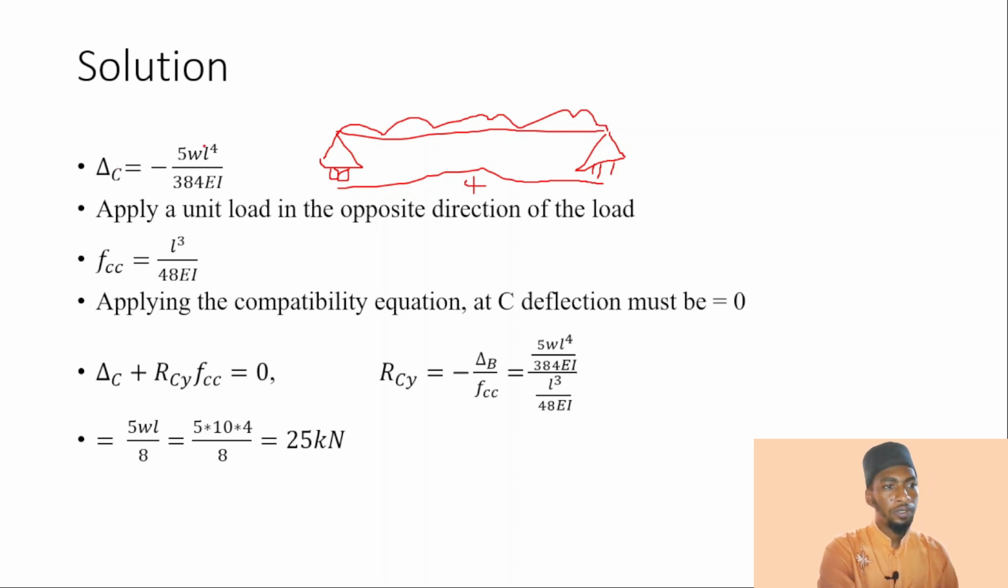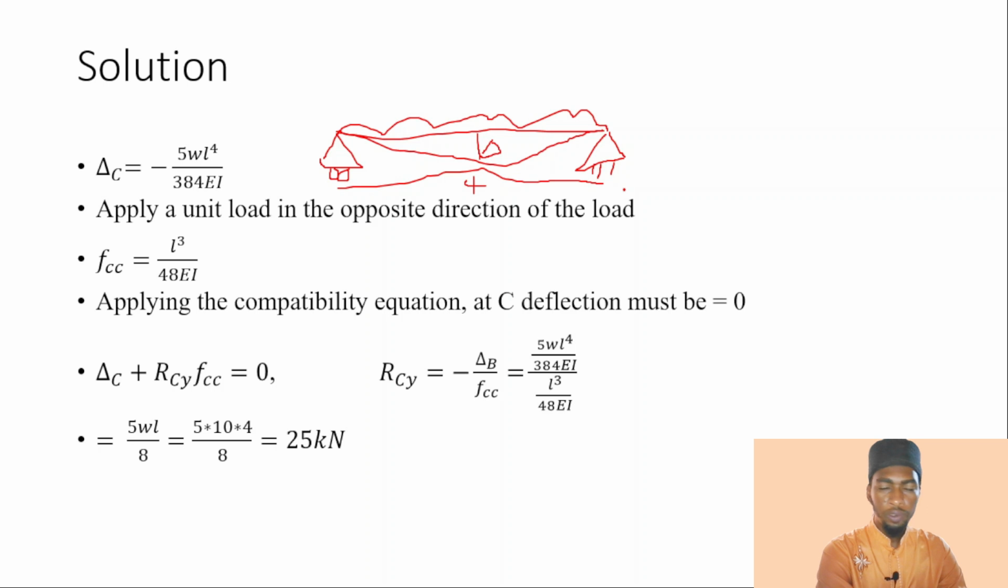So delta c is equal to 5wL^4 all over 384EI. This is the formula for a simply supported beam carrying a UDL over the entire span. The deflection at the center is given by this formula. The negative indicates that the direction is downward, so downward is negative in our case. This is where we have our delta C now.